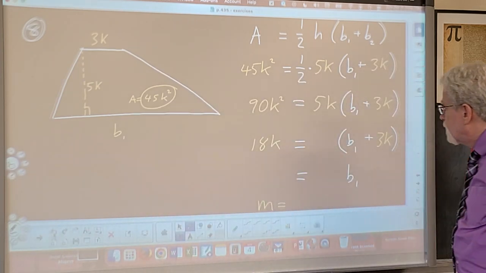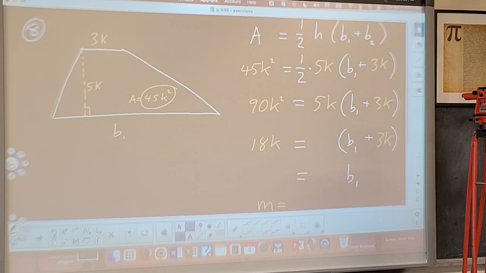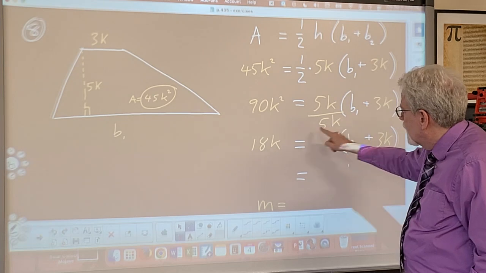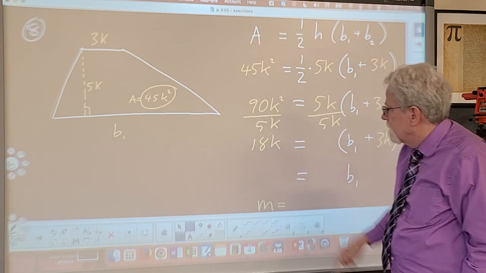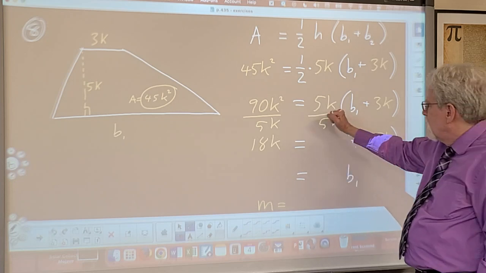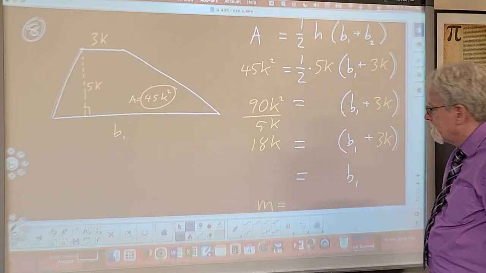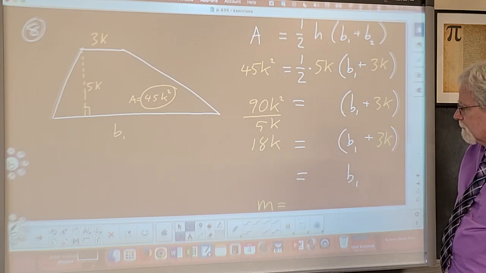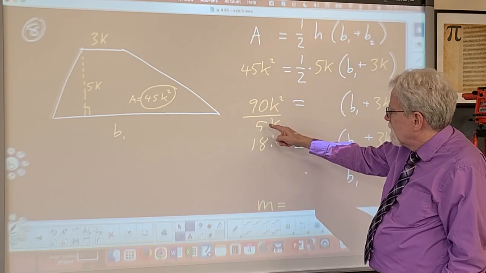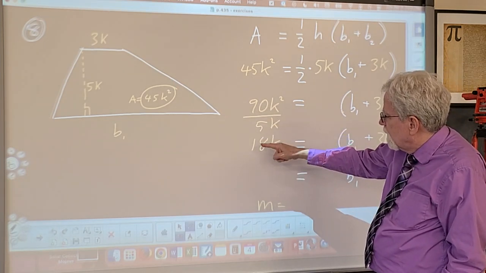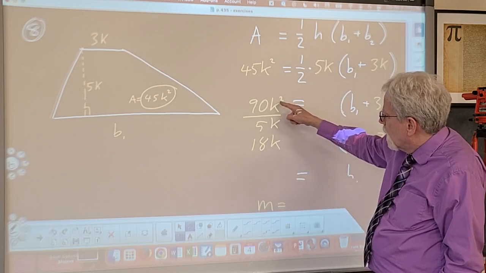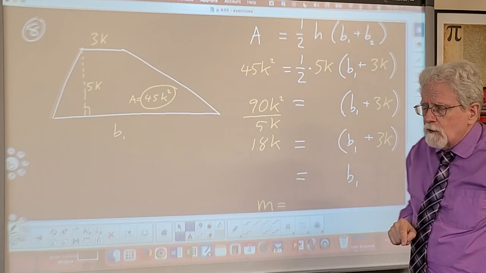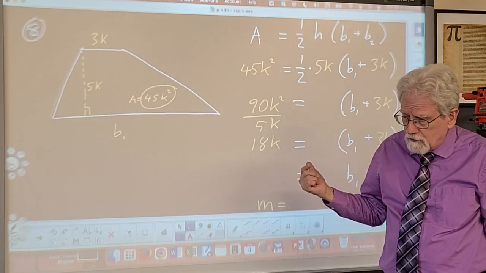And now we just do something very similar to what we did a little bit ago. First, let's get rid of this 5k by dividing both sides by 5k. If we divide both sides by 5k, these 5k's cancel out. That's why we did it. Wow, that looks a lot like our Algebra 1 that we did last year. It is. The 90k squared divided by 5k, the 90 divided by 5 is 18, and k squared divided by k is just k. And no, I would not give you anything like this on the test, guaranteed.